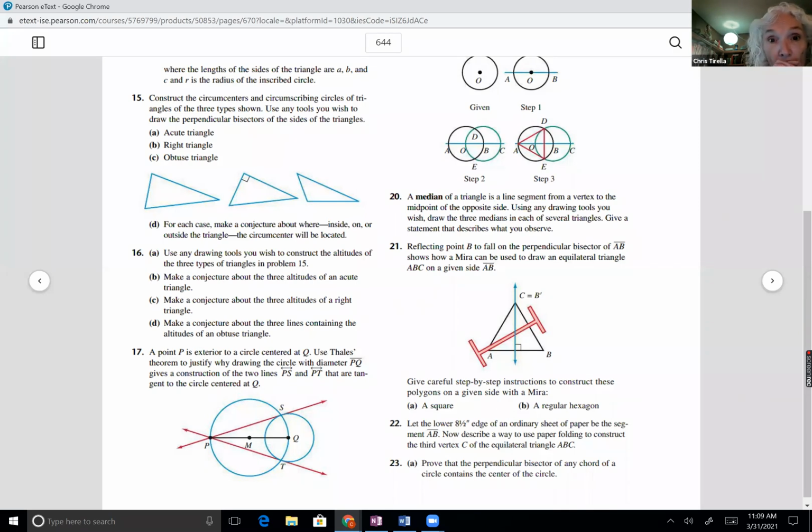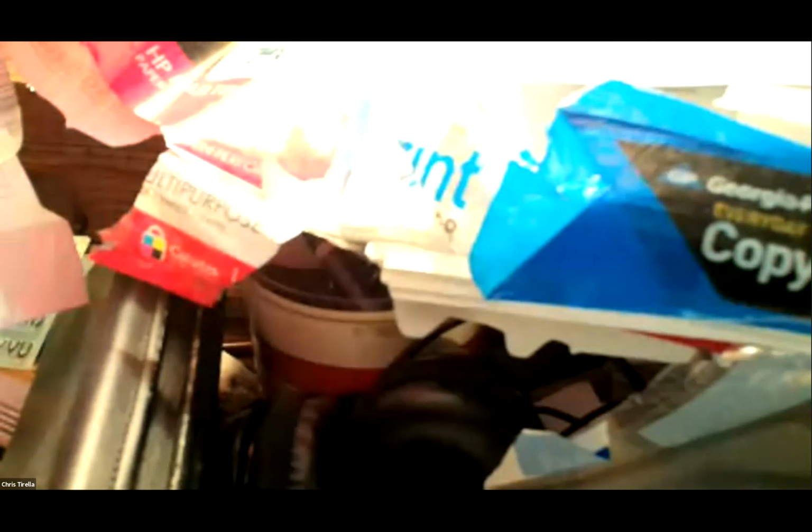I'm going to stop sharing for a minute, and I am going to try to balance behind here those constructions. And so the first one, I constructed the three altitudes in an acute triangle.